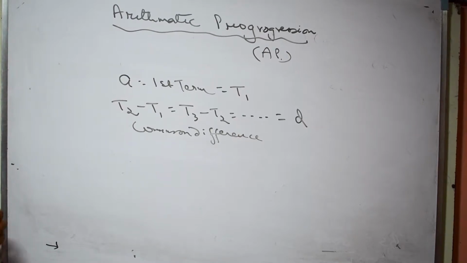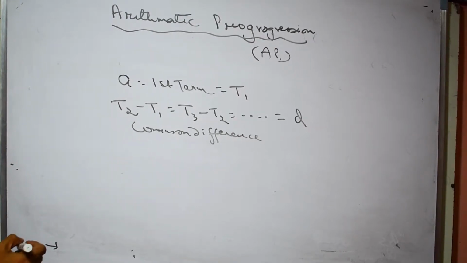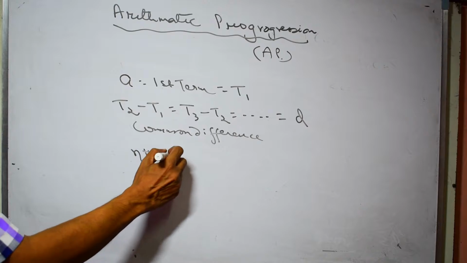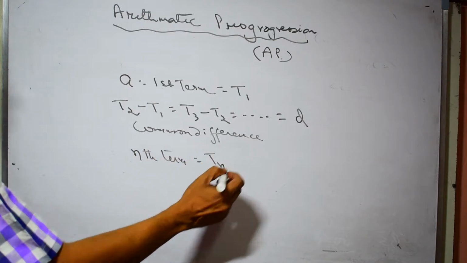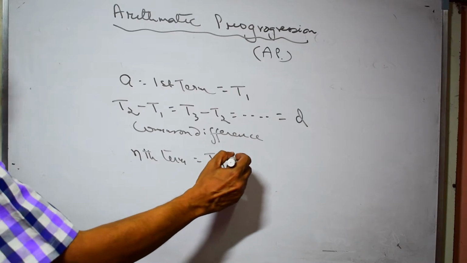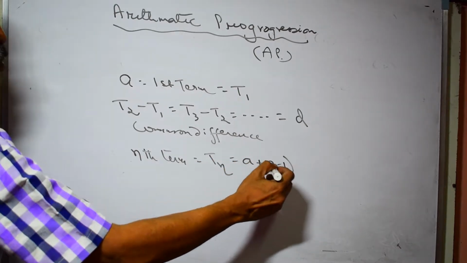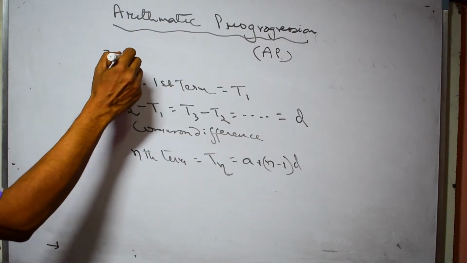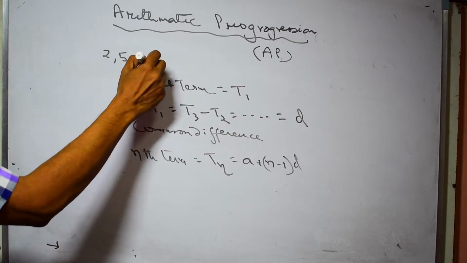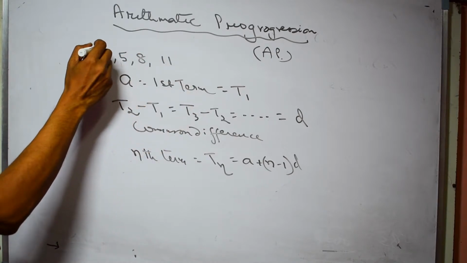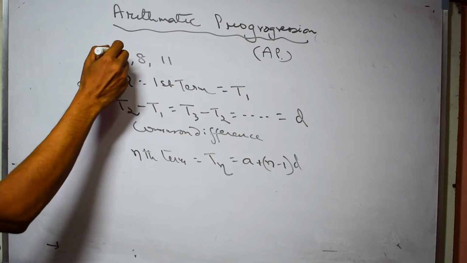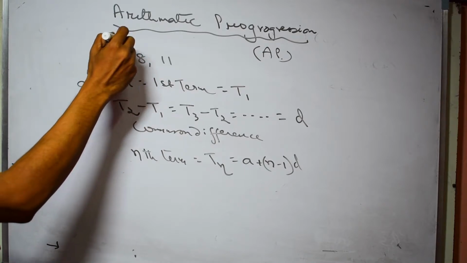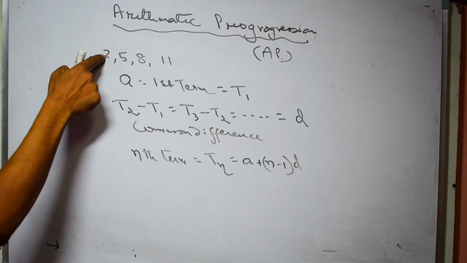Then we can find out 2 basic things. One is the nth term, that means any particular term of this sequence, that is Tn, and the formula is A plus n minus 1 into D. If you notice the first sequence which I have given, 2, 5, 8, 11, the first term is A, that is 2, but the second term is A plus D, that is 2 plus 3. Then the third term is A plus 2D, that is 2 plus 6, which is 8.